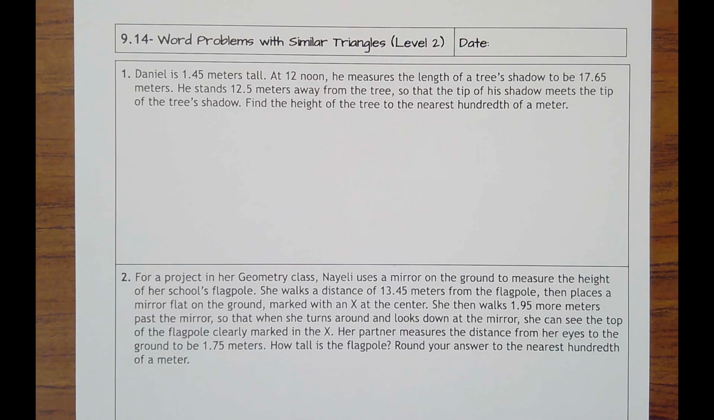Number 1, Daniel is 1.45 meters tall, so it's a vertical. At 12 o'clock noon, he measures the length of a tree's shadow to be 17.65 meters. He stands so many meters away from the tree. His tip of his shadow meets the tip of the tree's shadow. Find the height of the tree to the nearest hundredth of a meter.